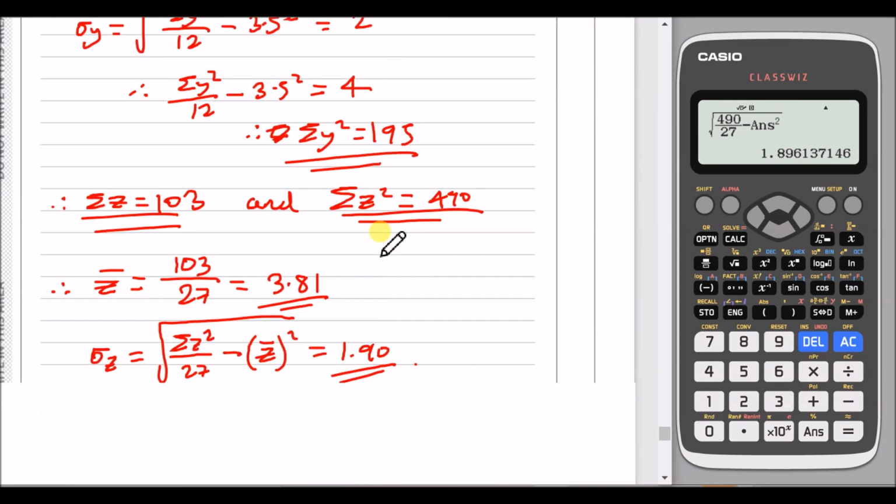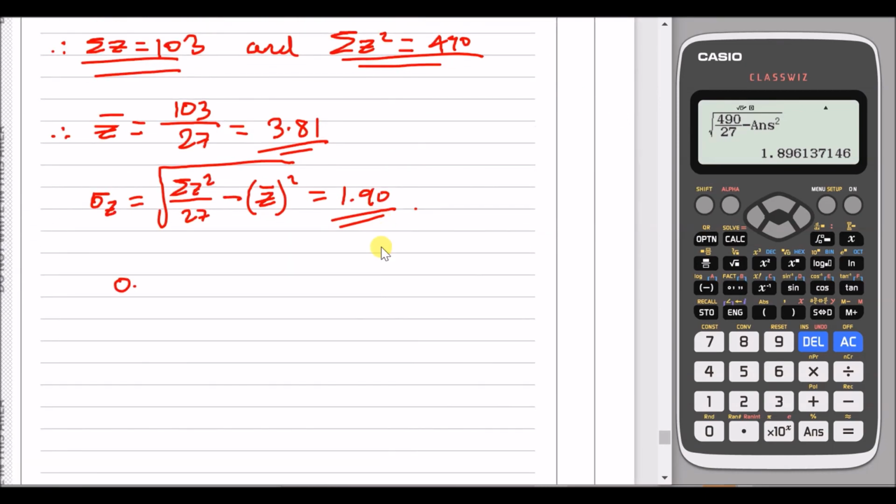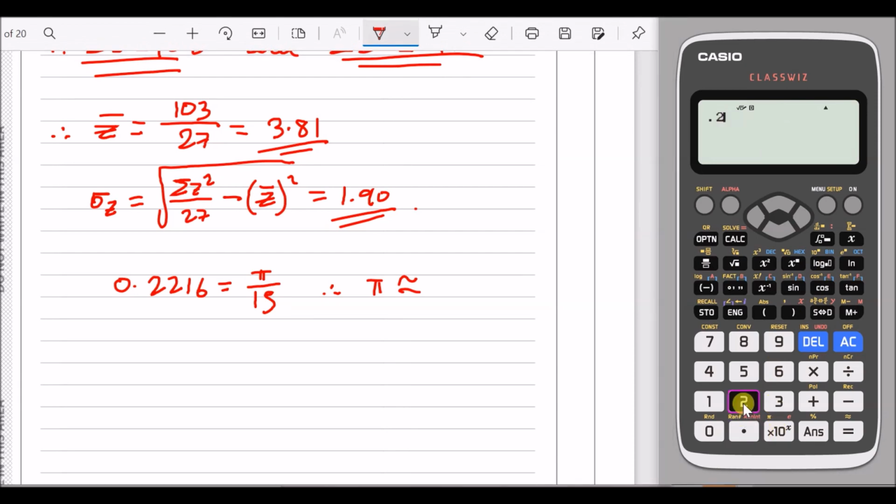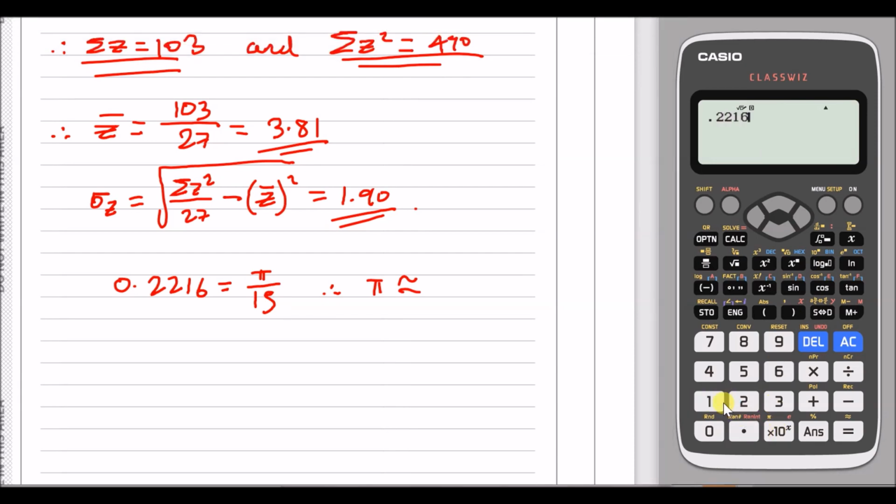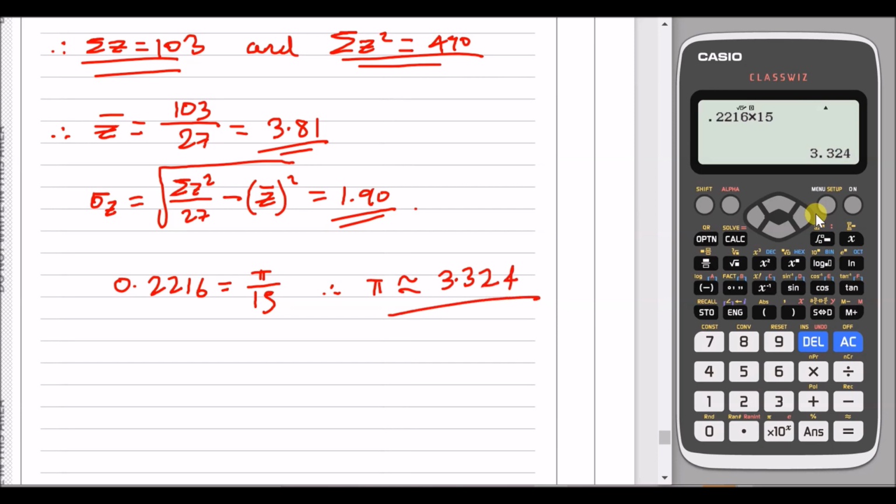I'm going to go to the next page. It will be 0.2216 equals pi over 15. Therefore, pi could be estimated to be, now just times these two answers, 0.2216 times 15. Well, that's your answer, 3.324. Yeah, so this is what I think, guys. This is the only logical thing I can think of.